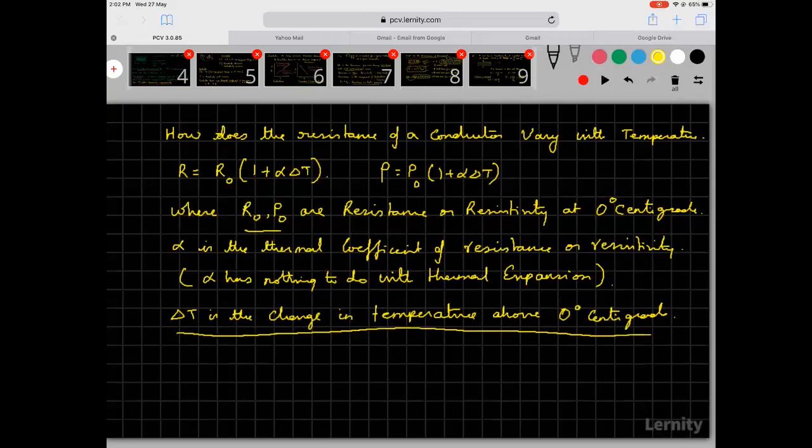So the kind of question you may get in your board exam is they will say the resistance of a wire is 20 ohms at room temperature at 0 degrees, and they'll ask you what is the resistance at 127 degrees centigrade if alpha is equal to something. So you will have to simply substitute in that formula and then work. Okay, so R is equal to R0 into 1 plus alpha delta T.